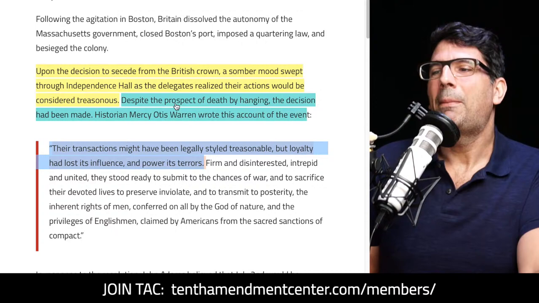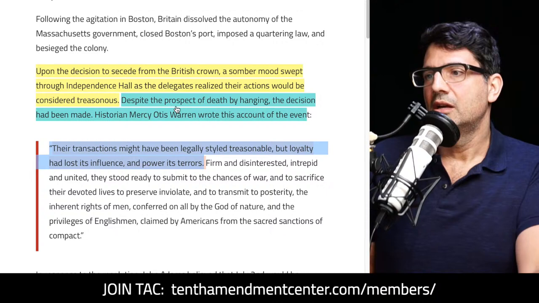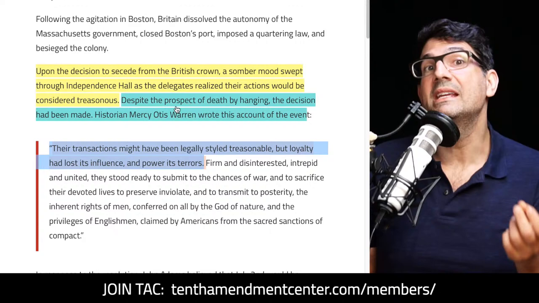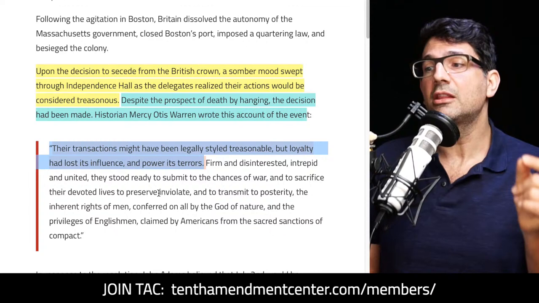He put it this way: upon the decision to secede from the British Crown. And I like that Dave always hammers home that this was an act of secession. A somber mood swept through Independence Hall as the delegates realized their actions would be considered treasonous. They all knew what was going on, and it still passed unanimously. He said, despite the prospect of death by hanging, the decision had been made.